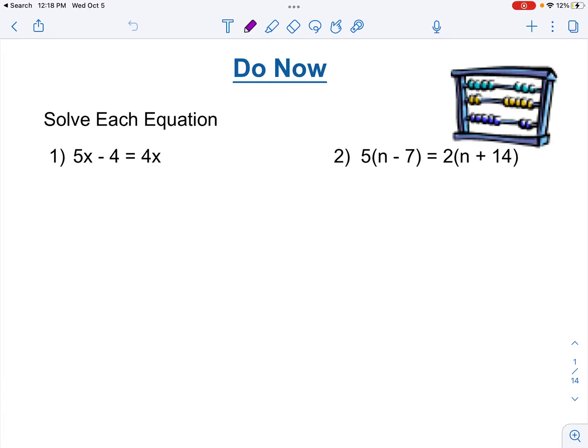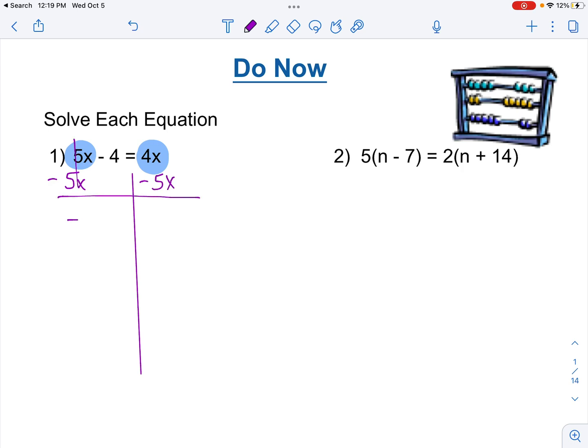In this do now, you're going to solve each equation with variables on both sides. So my equation on the left, I am going to combine my like terms. I have 4x and 5x that are alike. You always want something on both sides of the equation, so I'm going to leave 4x alone, and I am going to choose to subtract 5x on both sides.